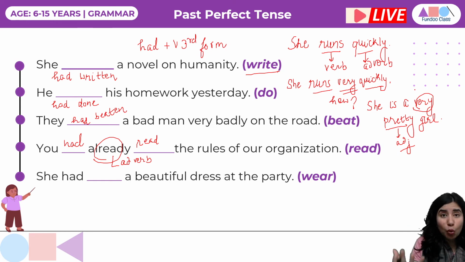Adverb can be used to qualify a verb, like in the first sentence. Let me label it for you. This is sentence 1. Adverb is also used to qualify another adverb, which is the second statement. And adverb is also used to qualify an adjective, right?